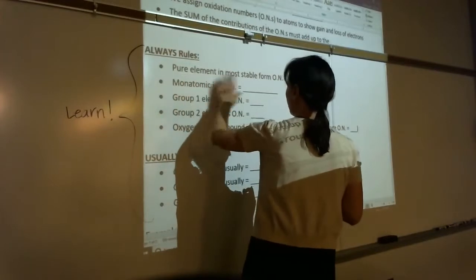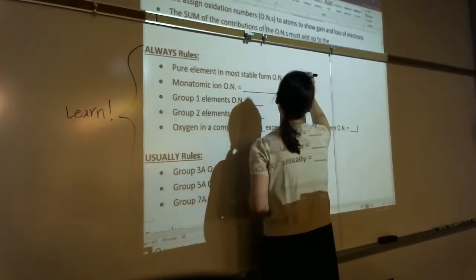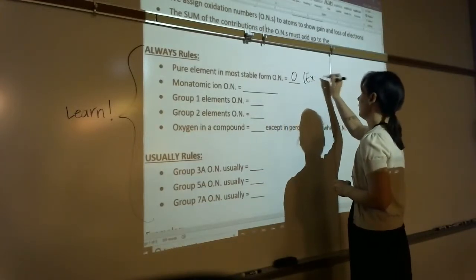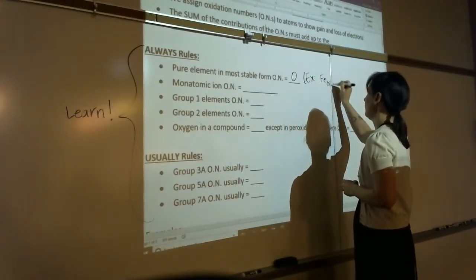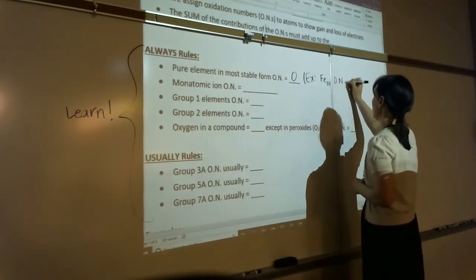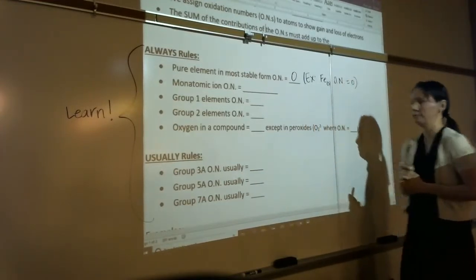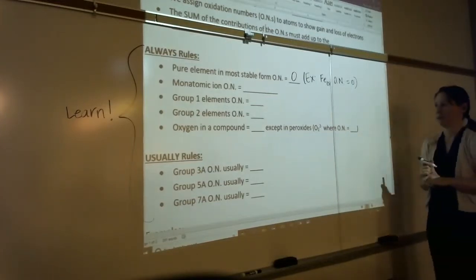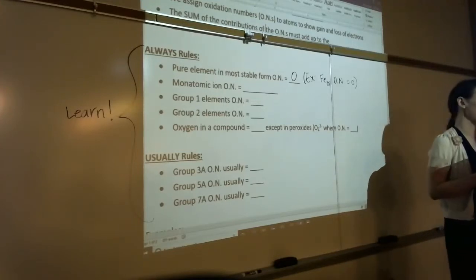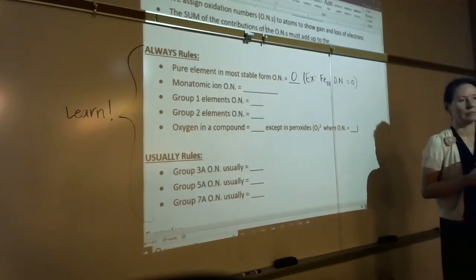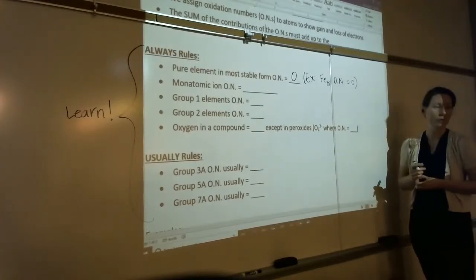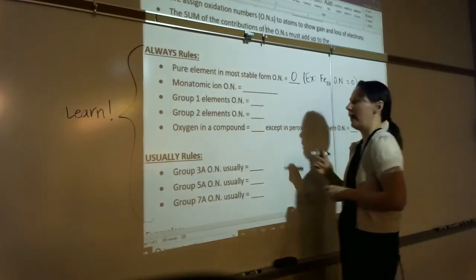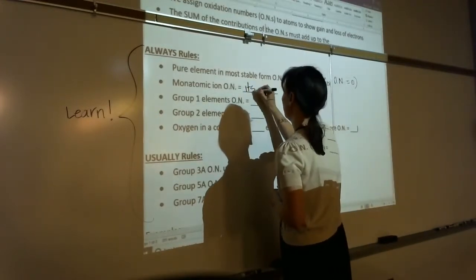A pure element in its most stable form has an oxidation number of 0. So for instance, if we've got iron and it's solid, the oxidation number would be 0. Iron metal, copper metal, zinc metal, silver metal, whatever. Or if we had chlorine gas, bromine gas, hydrogen gas, that would also have an oxidation number of 0. So a pure element in its most stable form would be 0. A monatomic ion is its charge.